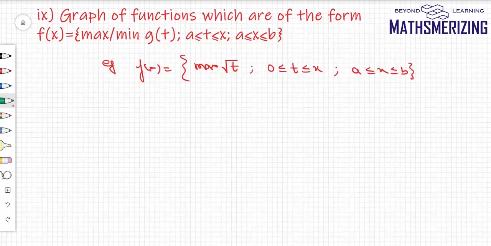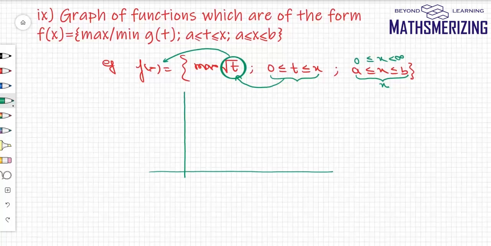Now let us take an example. The function f(x) is defined as the maximum of under root t when t lies between 0 and x, when x lies between a and b. So it simply means at any point x between a and b, t can take any value between 0 and x, and in this interval we have to find the maximum value of under root t, and that value is assigned to this f(x).